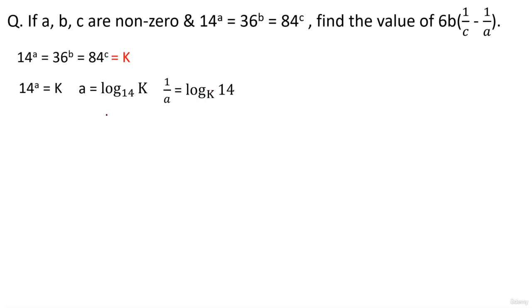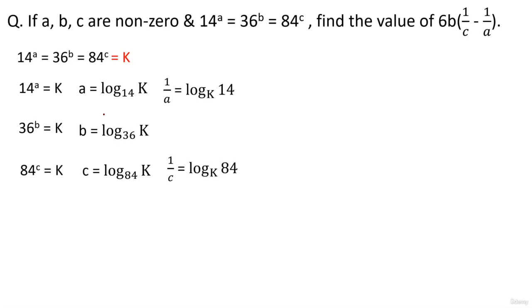So now we can take the next part: 36 raised to B is equal to K. Then B will be log of K to the base 36, taking log on both sides. Again, the last step: 84 raised to the power C is equal to K. That means C will be log of K to the base 84, so 1 by C will be log of 84 to the base K.